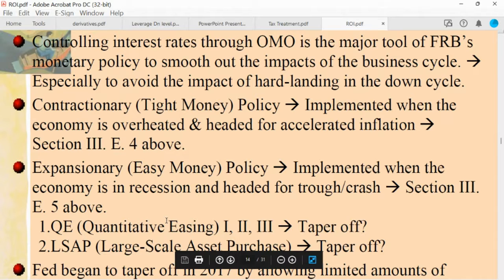Quantitative easing means easing up money supply on a massive quantitative scale. That's why it's called quantitative easing. But it's basically expansionary policy. In 2008, 2009, and 2012, there were three implementations. And around 2018, I believe, there was the fourth one.